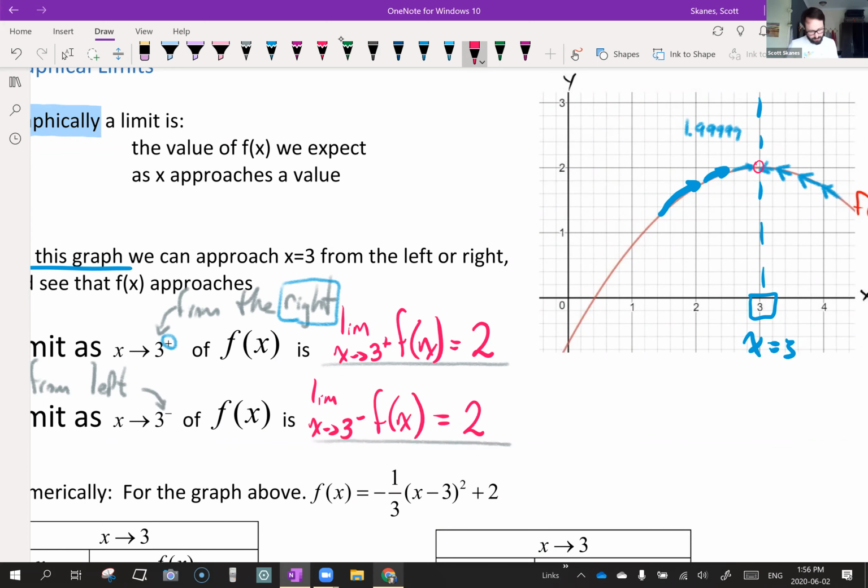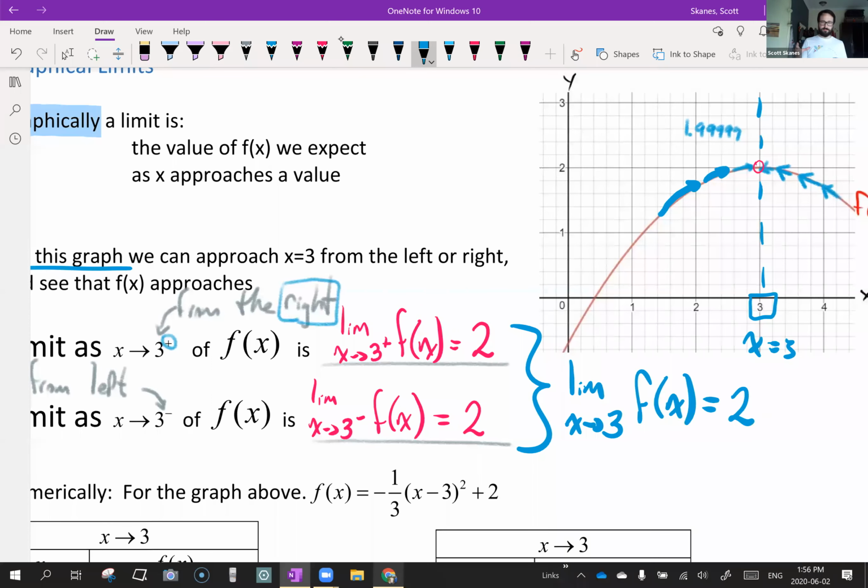And if that's the case, then we can make a final statement. We can say the limit as x approaches 3. Notice I'm not saying from the left or from the right, just the limit in general. The value that we're trying to get to, or the value that this function probably has at that top point, is 2. And I'm going to do lots more examples on this, but this is the basics of what's going on here.